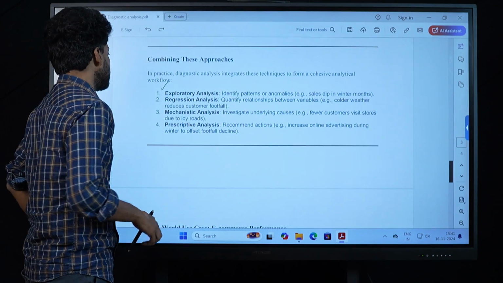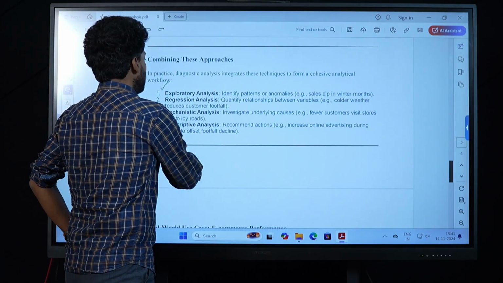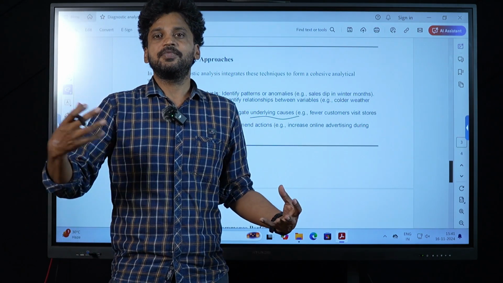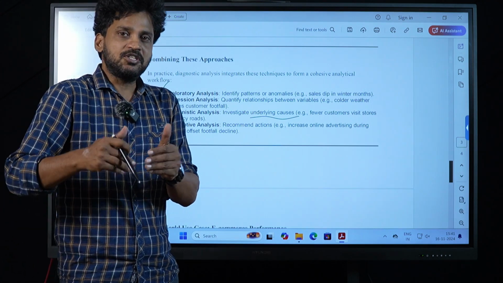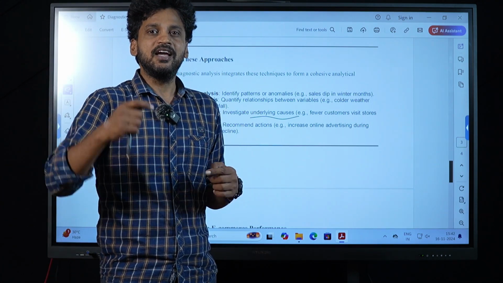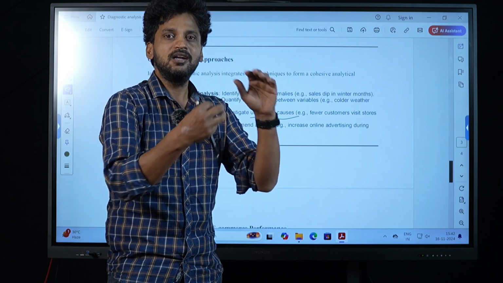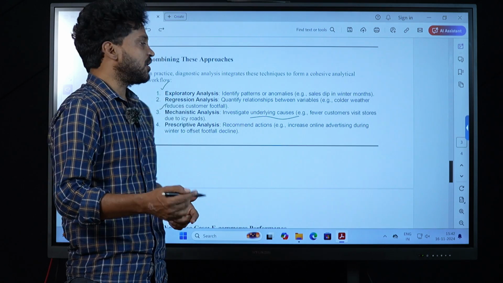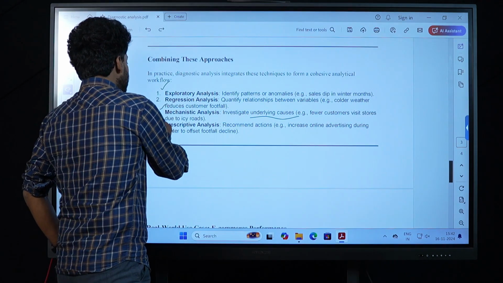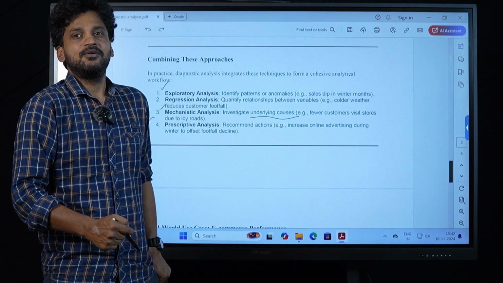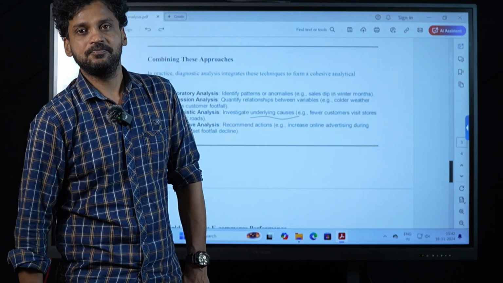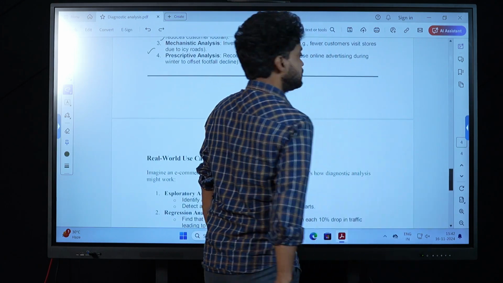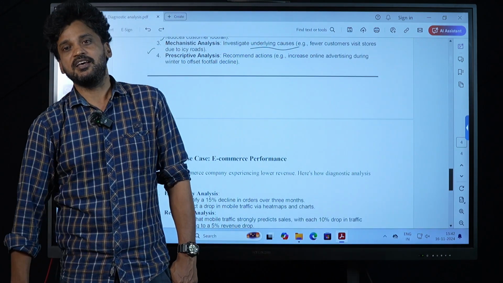Mechanistic analysis. In mechanistic analysis, we investigate underlying causes. For instance, COVID and a medicine. If the medicine works fine, COVID can be recovered from soon. The impact of the new tool on a specific outcome, rather a specific event, is mechanistic analysis. Prescriptive analysis is going to prescribe what should happen in the near future. Okay, all these techniques combined, collectively together, are called diagnostic analysis. Thank you.